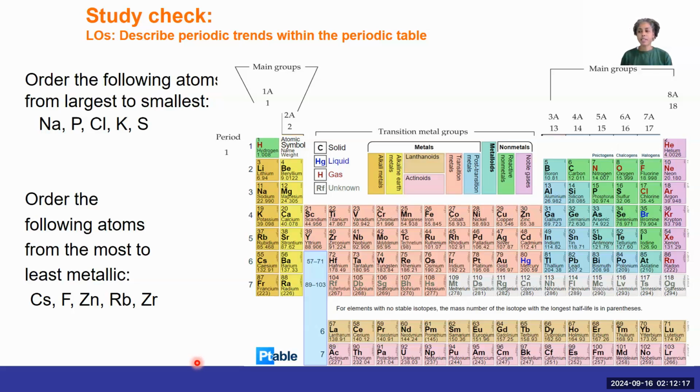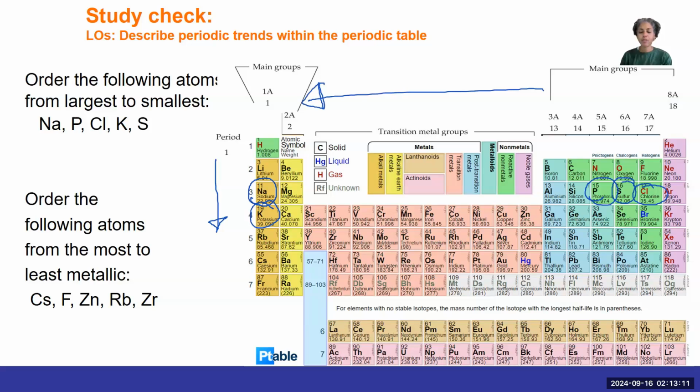All right, let us identify the atoms that we're looking at. We're taking a look at sodium, phosphorus, chlorine, potassium, and sulfur. And we want to order the atoms from largest to smallest. Well, remember that our atomic size increases as we go down the periodic table, and it also increases going from right to left.